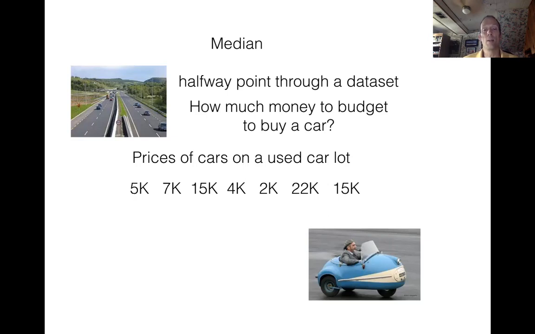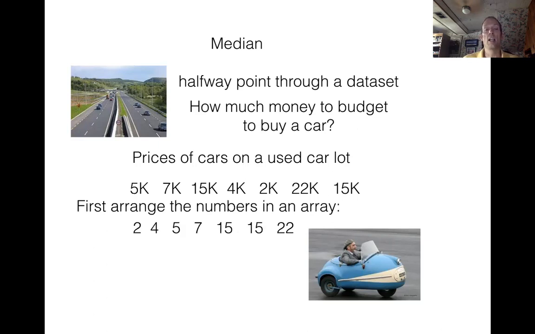So the first thing that we need to do is we have to take all these numbers and we have to arrange them in order. So we're going to do that by building what we call an array. An array just means get the numbers in order from least to greatest. And when we do that, our median is going to be the number straight in the center, which is going to be 7,000. So that means we want to buy a car from this used car lot. We want to budget probably $7,000.